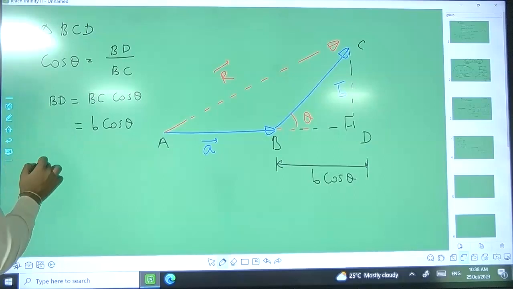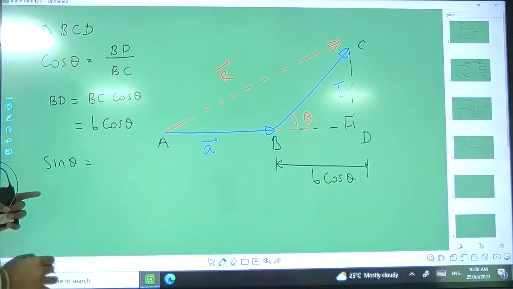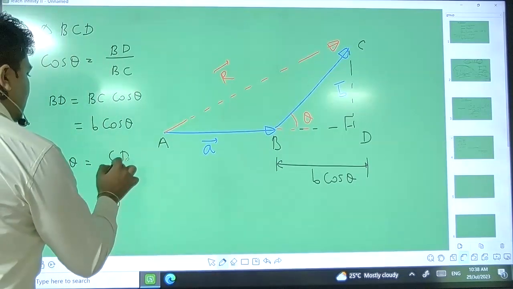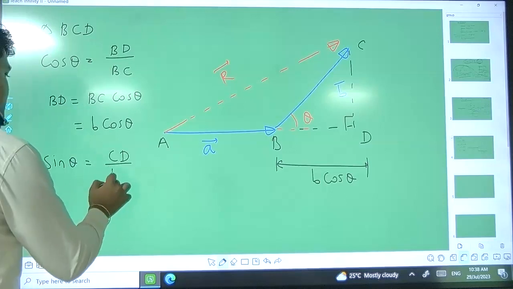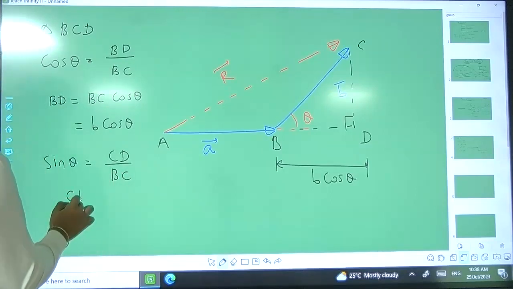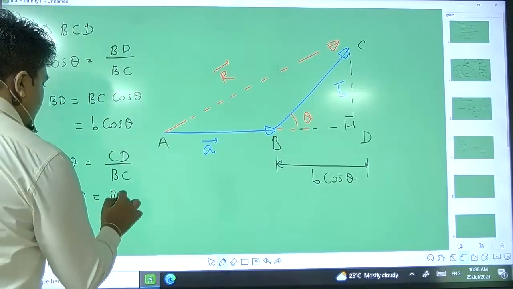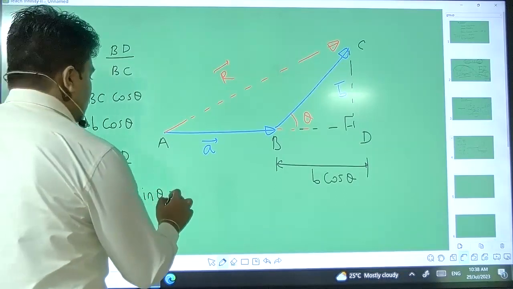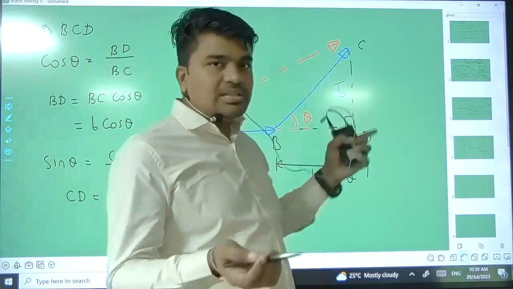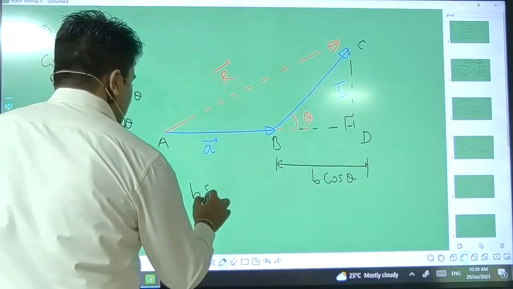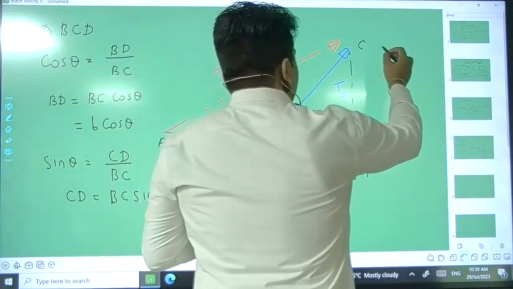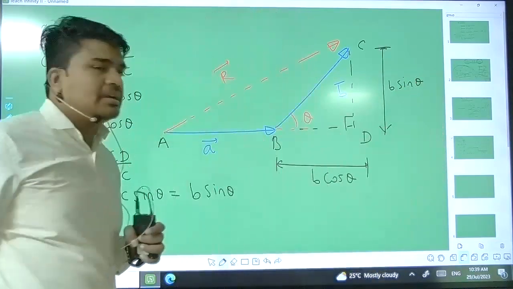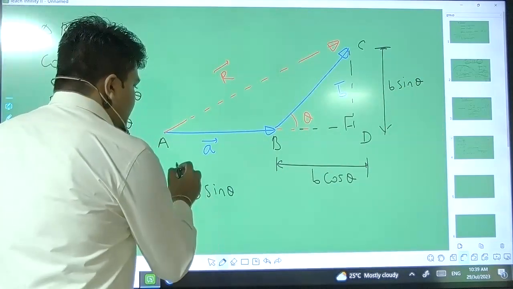In that particular triangle, I am going to write sine theta also. And what is the value of sine theta in this case? Simply perpendicular upon hypotenuse, that is CD upon BC. And what is the exact value of CD? Simply BC sine theta. And what is the magnitude of BC vector? As you know, simply B, correct? So B sine theta is nothing but the perpendicular of this particular case. B sine theta.